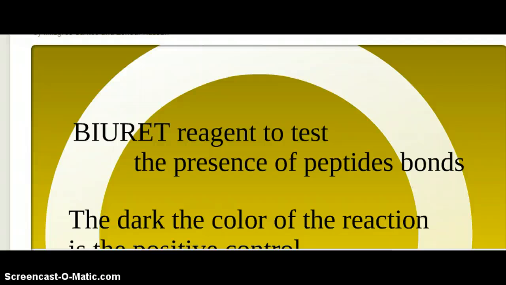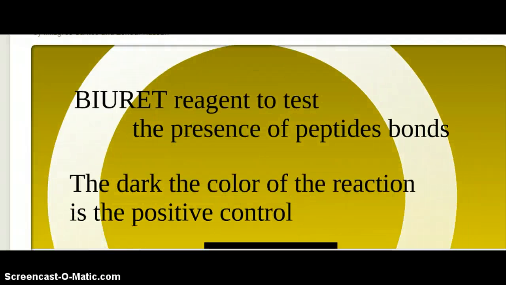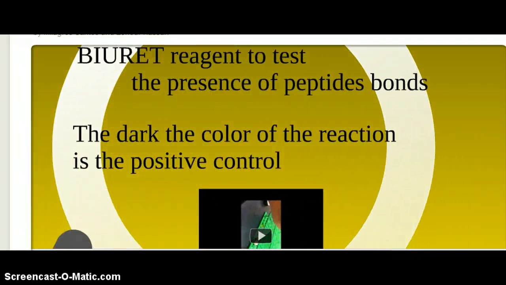For our experiment, biuret reagent was used to test the presence of peptide bonds. The greater the number of peptide bonds, the more intense the reaction was with the biuret. Materials we used were 5 test tubes in a rack labeled correctly with a china marker, a stock bottle of biuret reagent, distilled water, starch solution, egg albumin, glucose solution, and a colorless soft drink.